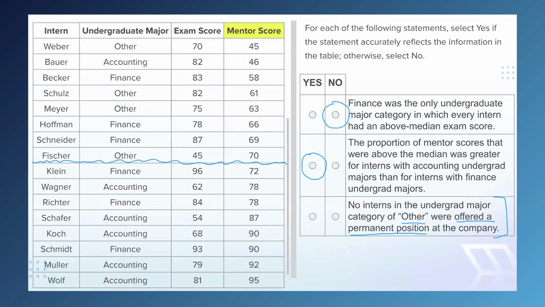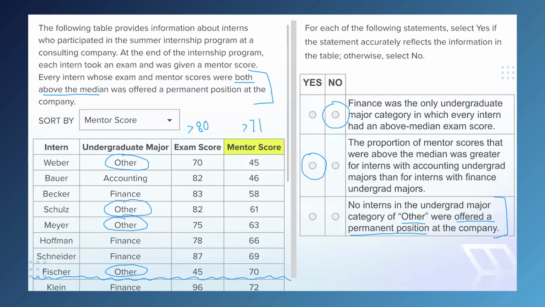And what I see is that all of the interns with an other undergraduate major have mentor scores below the median. So regardless of exam score, no interns in the undergrad major category of other will have both an above median exam and mentor score, because none of them have above median mentor scores. At this point, the vast majority of test takers pick yes. And that is wrong. But why?